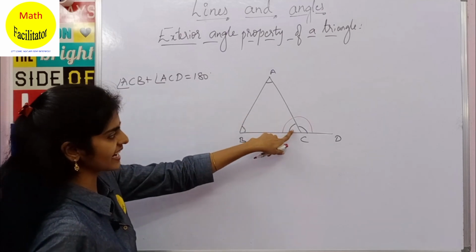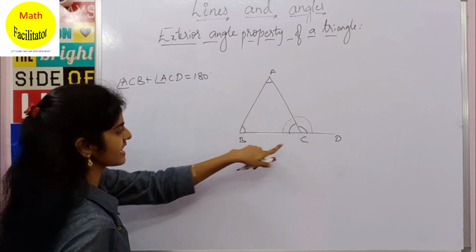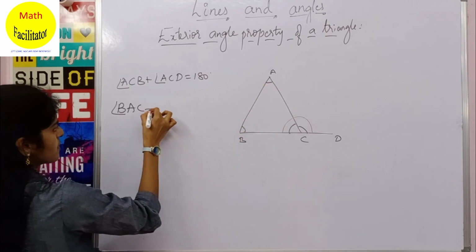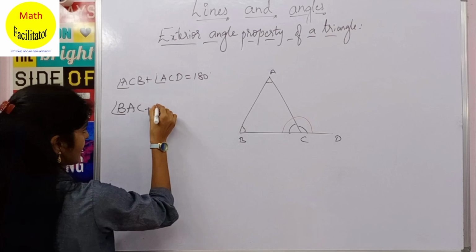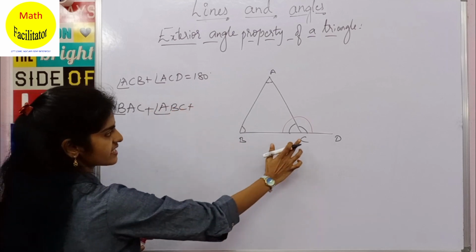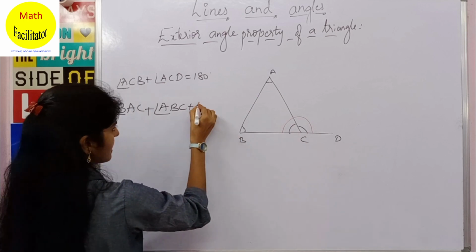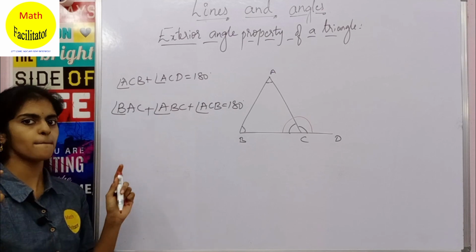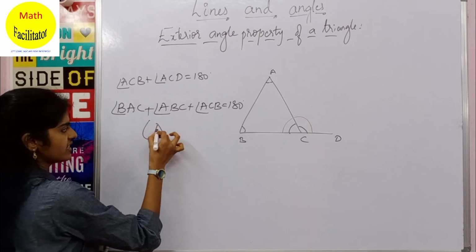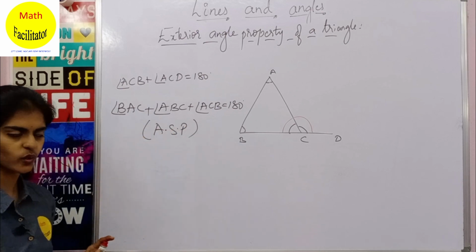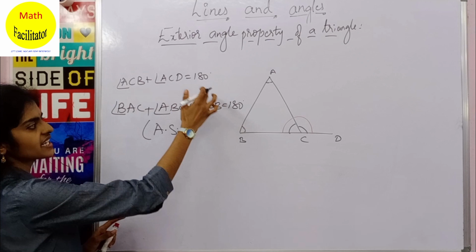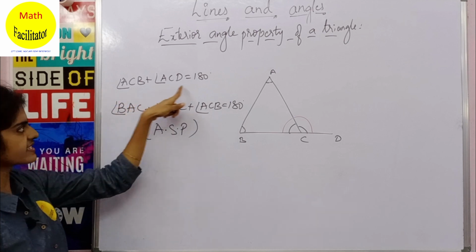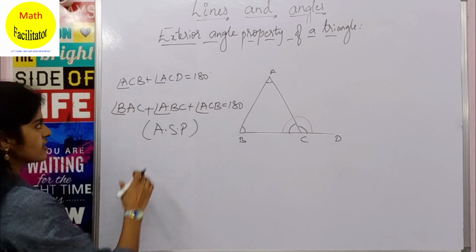Okay, now let us write this. Now the sum of these three angles is 180. So that means angle BAC plus angle ABC plus angle ACB is how much? It is 180 degrees using angle sum property of a triangle. Okay, you will write here angle sum property of a triangle. Okay, so now you see both the equations are equal to 180. Since this is equal to 180 and this is also equal to 180, you can equate the LHS.